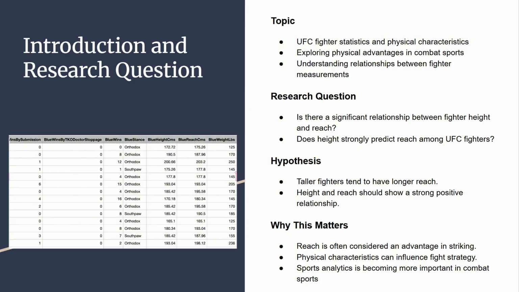You could kind of see that on the left side. I have a picture of the fighter's height as well as his reach. And as I started exploring the data, I kind of realized what my main research question was, which was, is there a significant relationship between fighter height and reach? My hypothesis was that taller fighters generally tend to have greater reach.